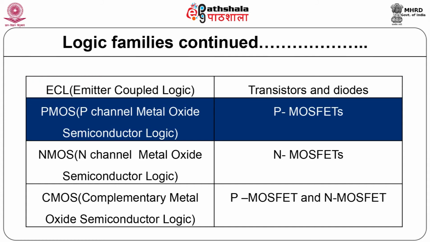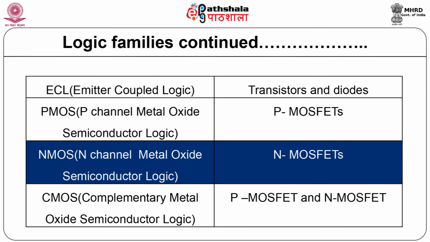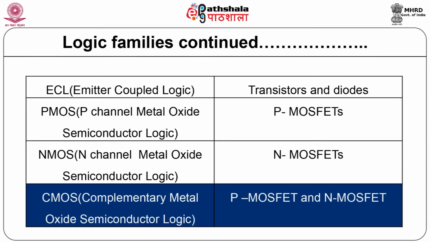PMOS, that is P channel metal oxide semiconductor logic, uses P type MOSFETs or P channel MOSFETs. NMOS uses N channel MOSFETs. And CMOS is the combination of P and N MOSFETs. So, both the components are used during the fabrication, that is P MOSFET and N MOSFET.